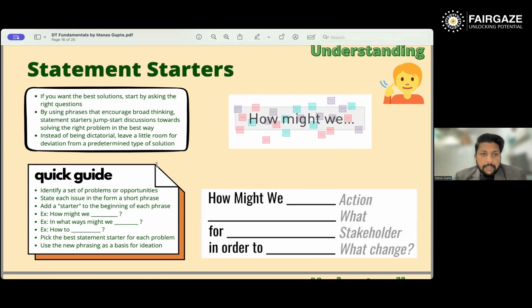For example, if you want to build a solution, the example which we use is a self-replicating or self-sustainable city where there is zero waste and we are able to preserve our environment. So we add the words "how might we" with the problem, like what we really want to do: how might we create a self-sustaining city?